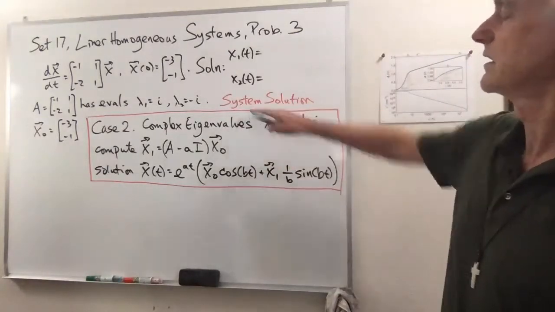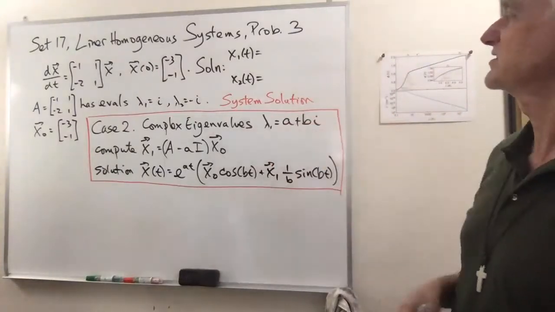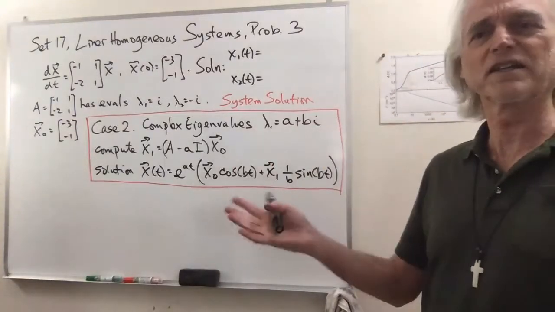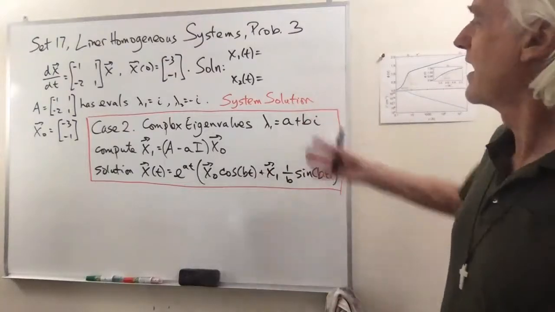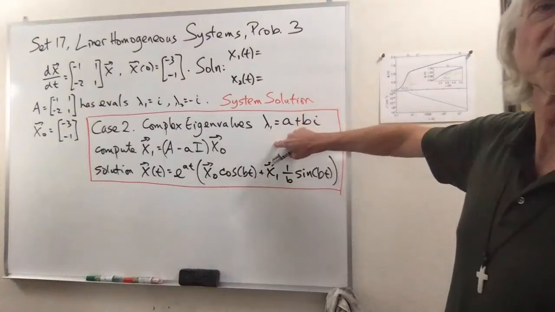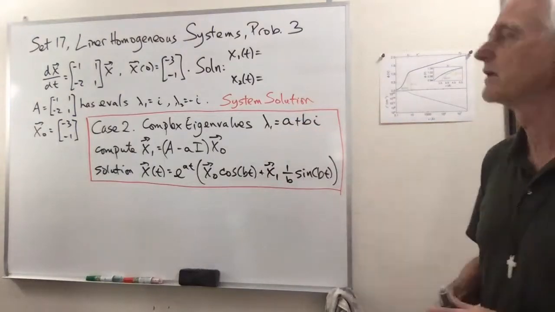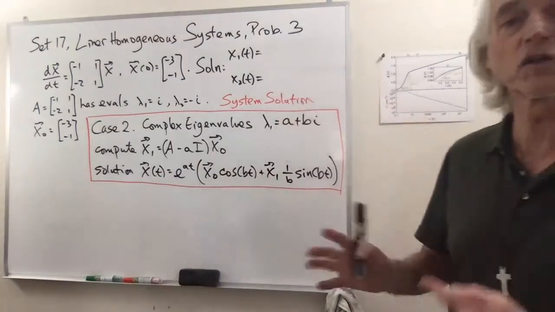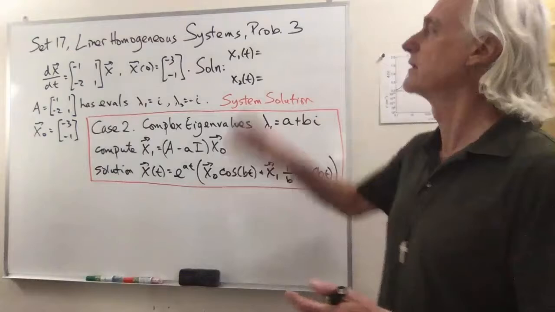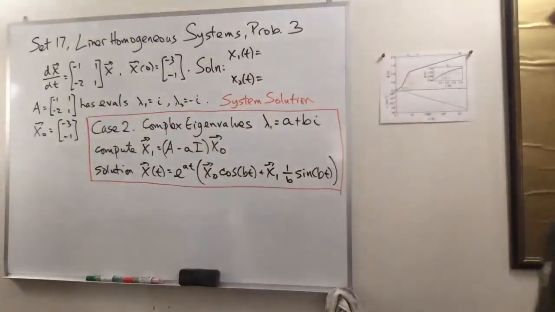I put it in a PDF on our website called System Solutions. I have version 1 and version 2, but this is version 1. They're almost the same. And it has this in the box. It tells you what to do. It's a cookbook formula for finding the solution to the initial value problem. Not the general solution, but the solution to this initial value problem. Okay, so let's go on in.